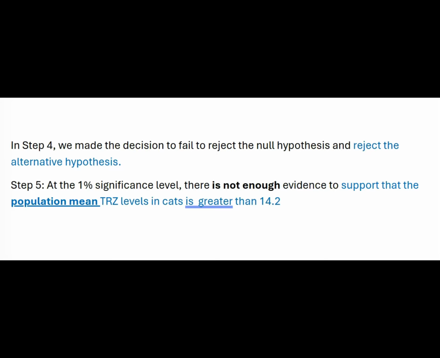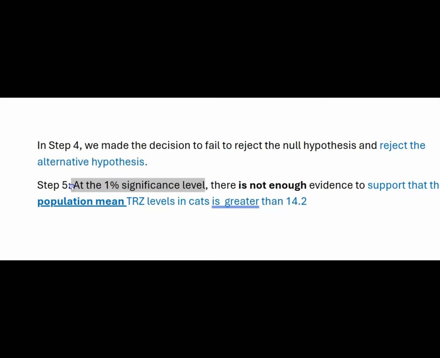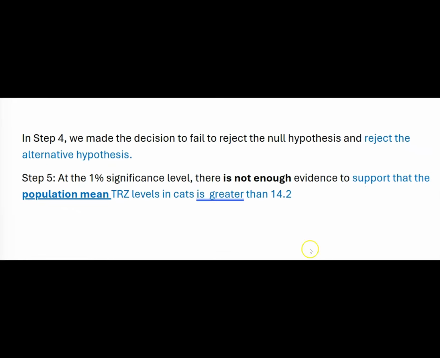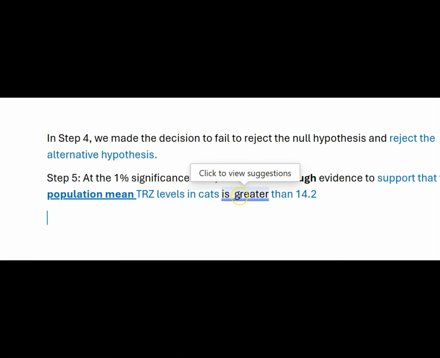In step 4, we made the decision to fail to reject the null hypothesis. So we are actually rejecting the alternative hypothesis. We need that information to write our conclusion. I always start off with the significance level when writing my conclusion for a hypothesis test. So at the 1% significance level, that is the alpha that was given to us in the beginning of the problem. At that significance level, there is not enough evidence to support HA because we are rejecting HA. So there's not enough evidence to support that the population mean, because we are doing a hypothesis test for a population mean, TRZ level in cats is greater than 14.2.